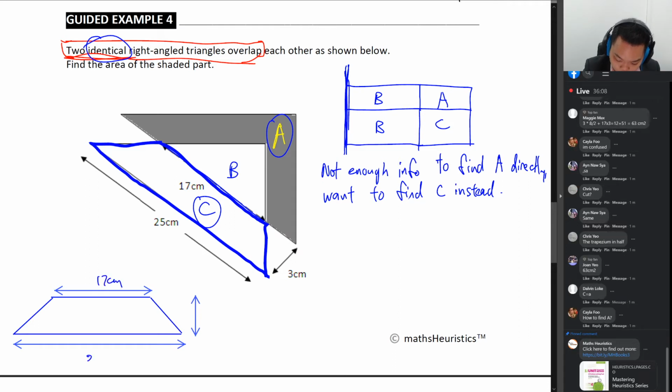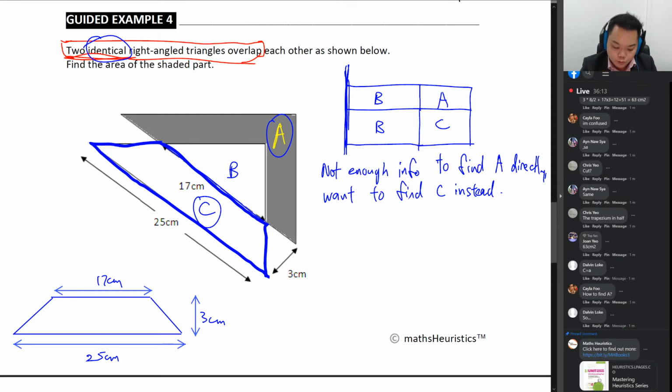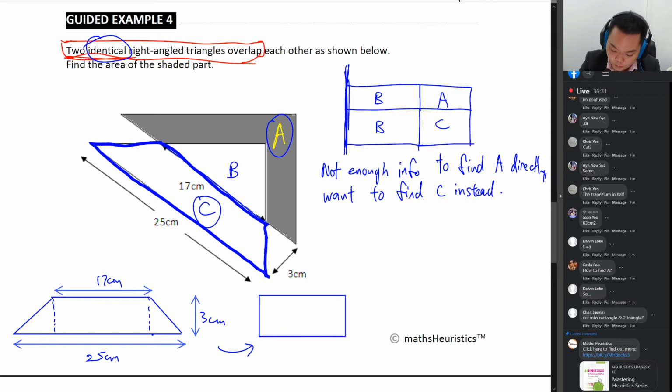17 cm, 25 cm, 3 cm, right? What I can do from here is I can cut this up like this, and I will obtain a rectangle whose length is 17 cm and breadth is 3 cm. So this one is difference in area plus rearrangement.